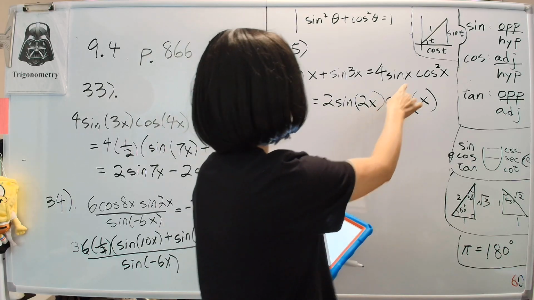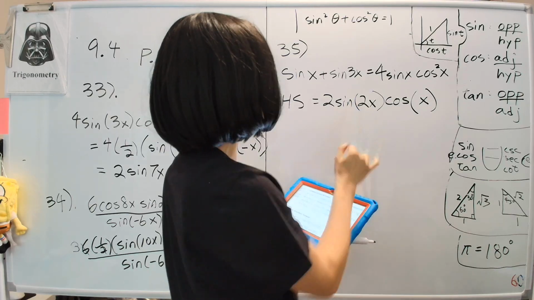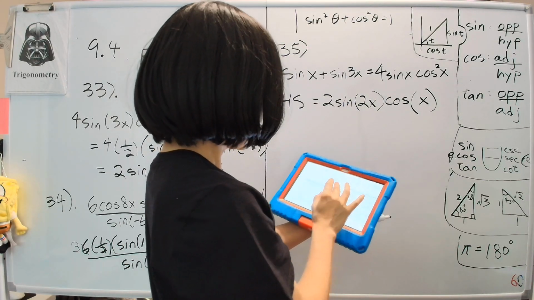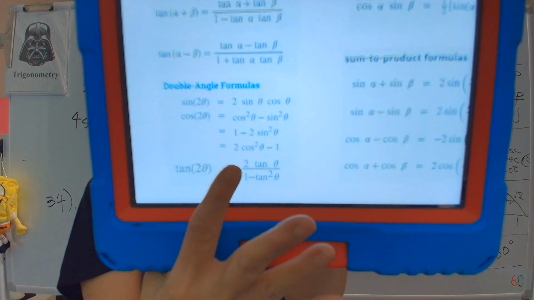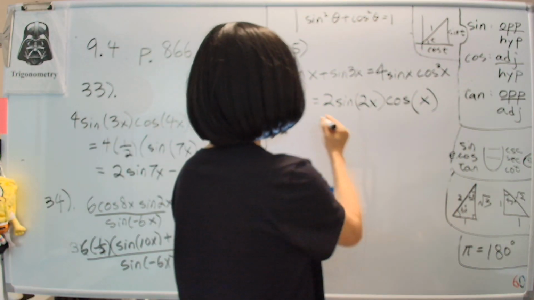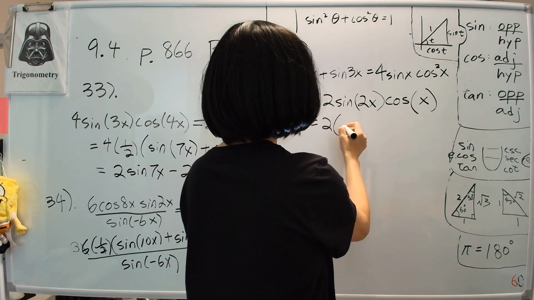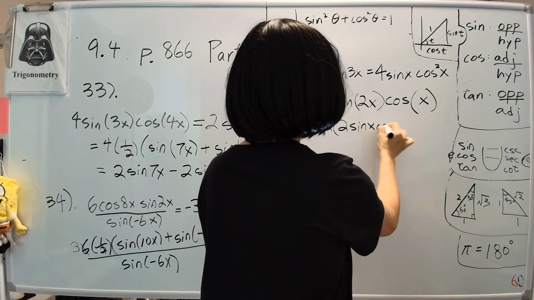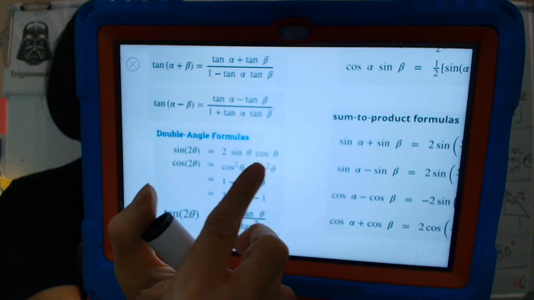That doesn't look quite like that. It's close, but not good enough. So let's turn the sine 2x into something else. What is sine 2x? Now the double angle formula, sine 2 theta, is equal to 2 sine theta cosine theta. So let's write that down. So this is 2 times, sine 2x equals 2 sine x cosine x. That is based on the formula I just showed you, okay? Because sine 2 theta is 2 sine theta cosine theta.